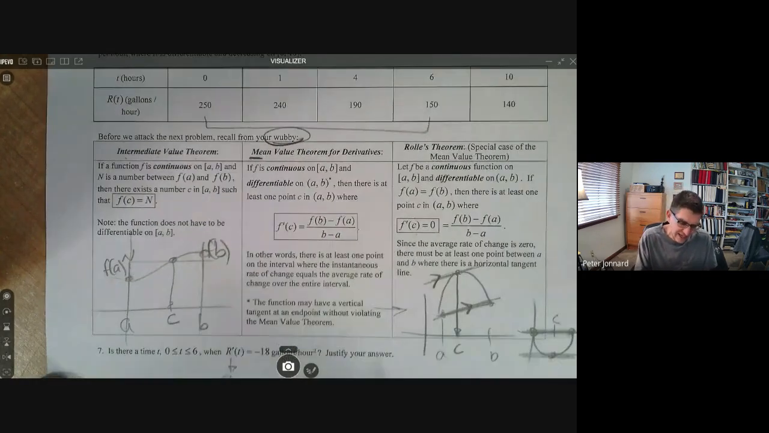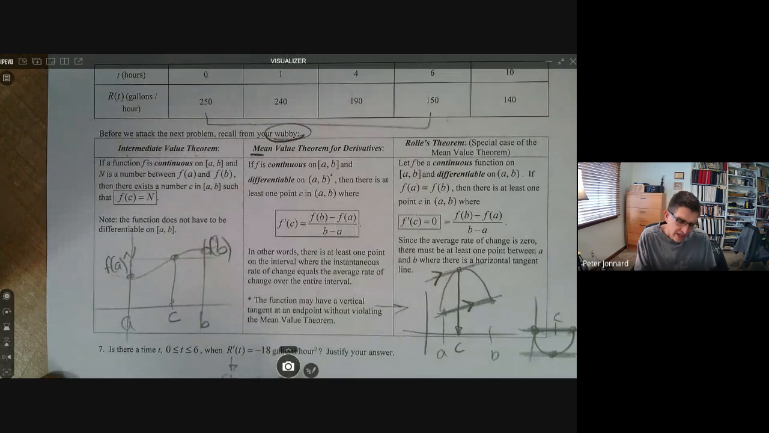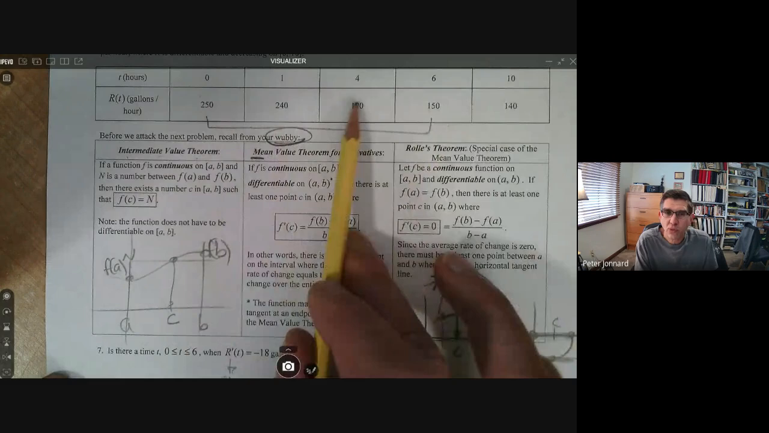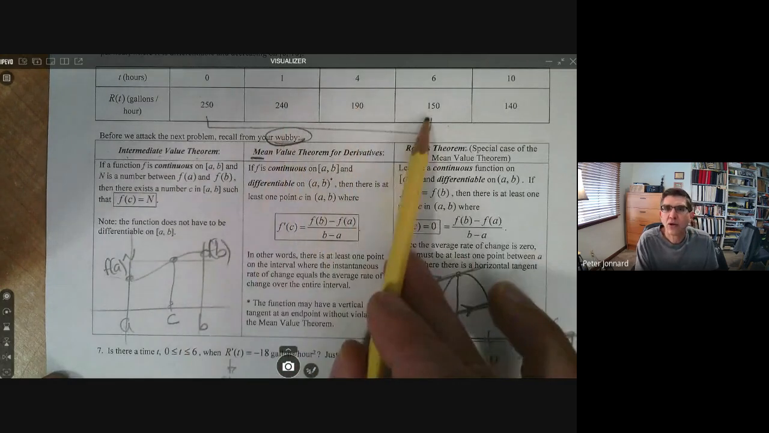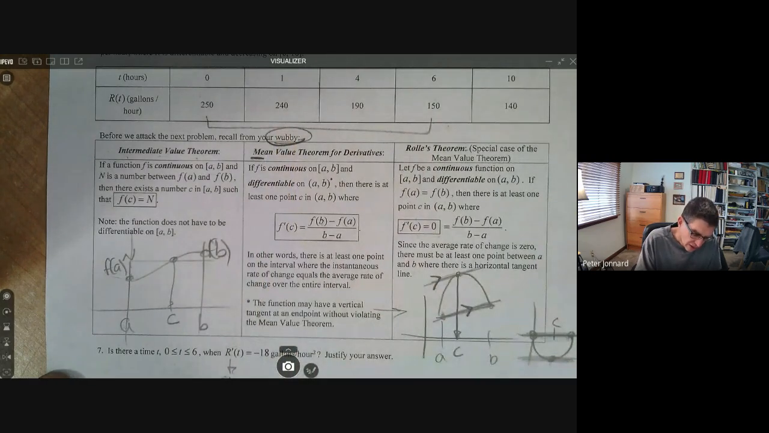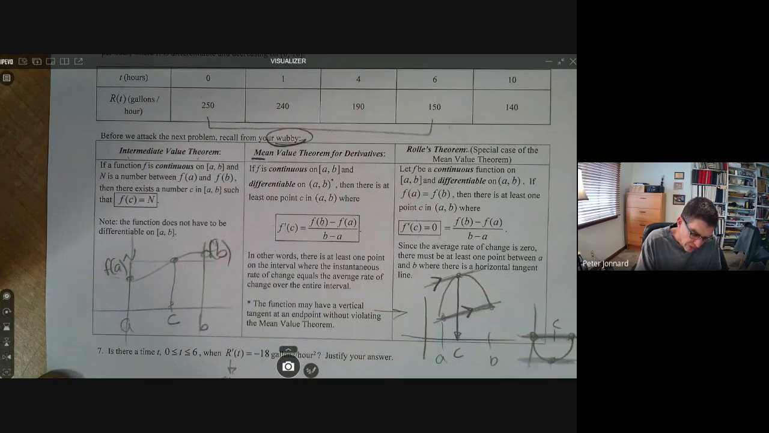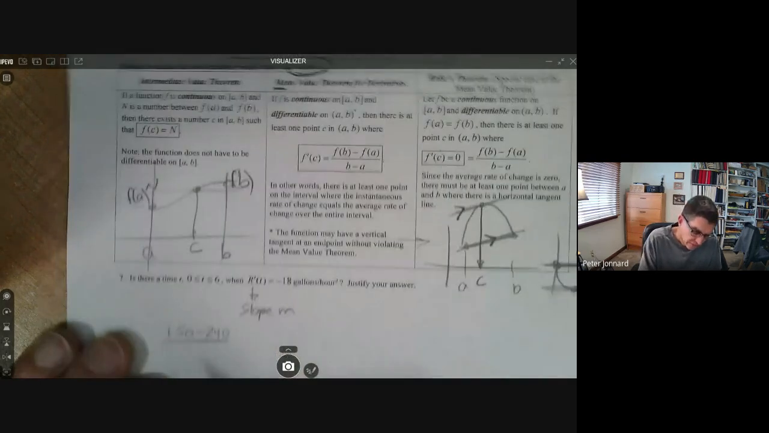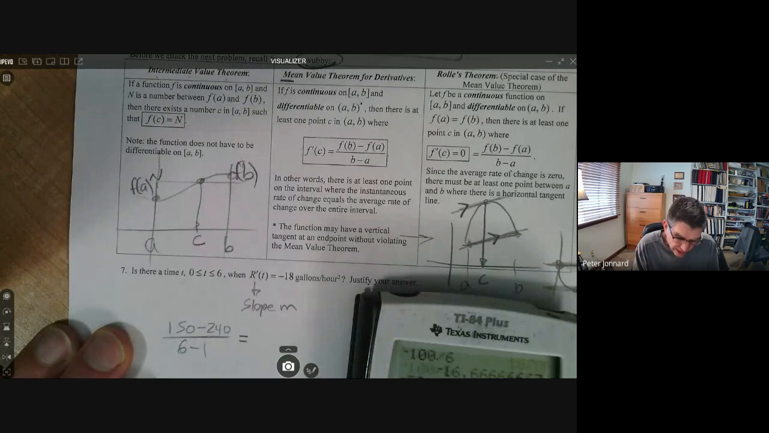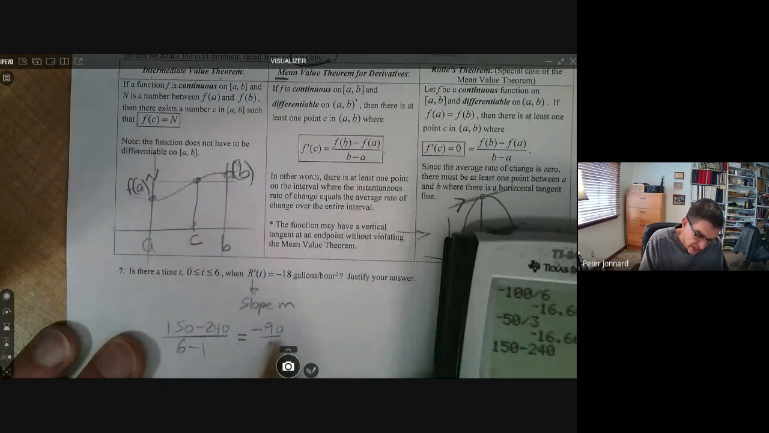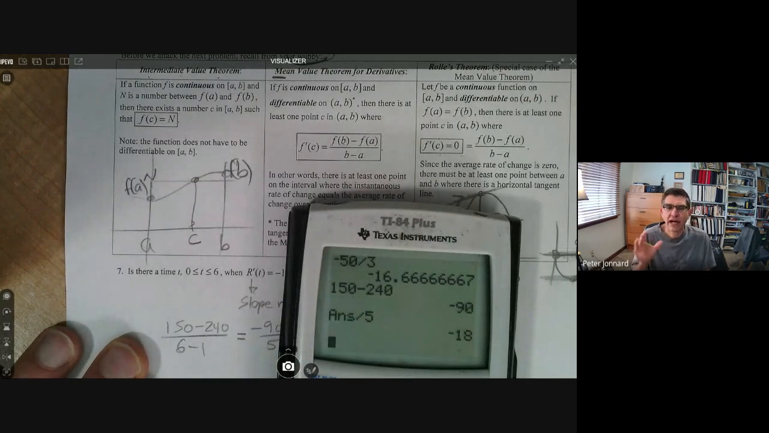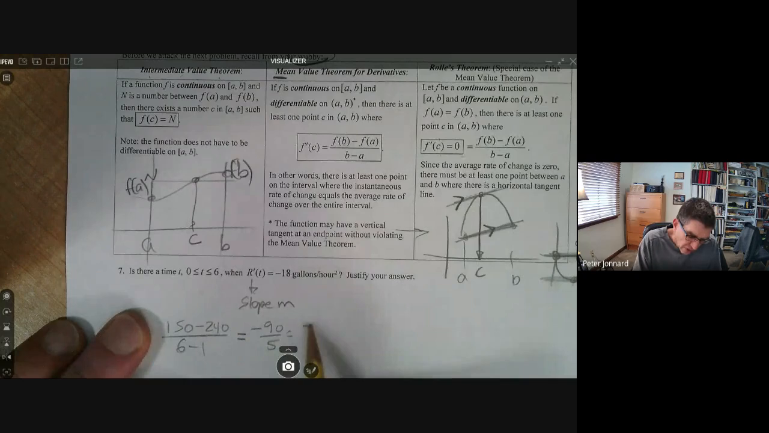What I'm trying to do is find a way to get negative 18. And with a little bit of poking around in here, 0 to 6 didn't work, 1 to 4 didn't work. What if I go from 1 to 6? If I try the time interval from 1 to 6, I'd have 150 minus 240 over 6 minus 1. And if I do that, 150 minus 240, I end up with negative 90 over 5. And negative 90 divided by 5, sure enough, I get my negative 18. So there it is.